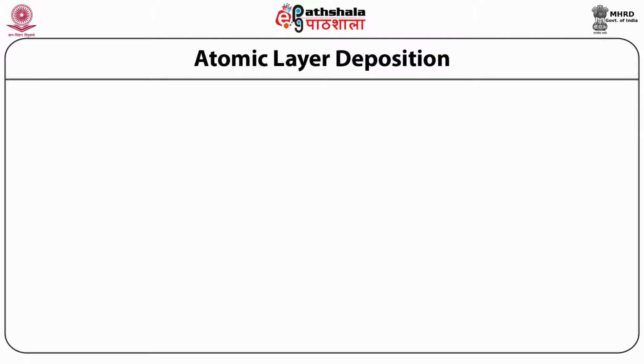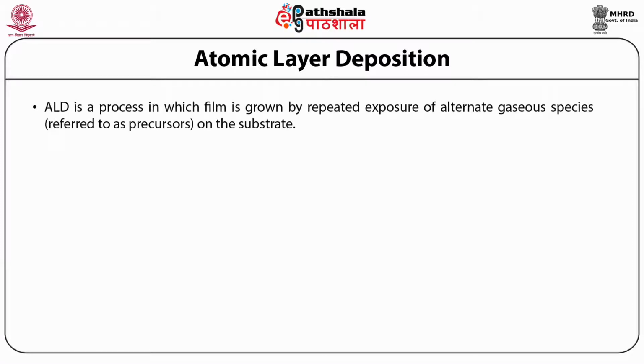The next technique is atomic layer deposition, ALD. ALD is a process in which film is grown by repeated exposure of alternate gaseous species on the substrate. Unlike the case of CVD, all the precursors are not present in the chamber simultaneously, but are inserted in a series of sequential and non-overlapping pulses.